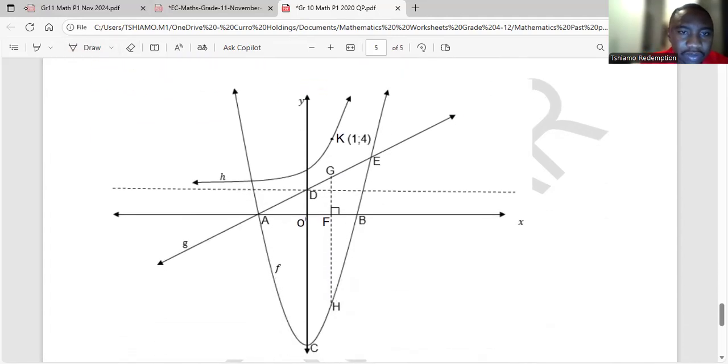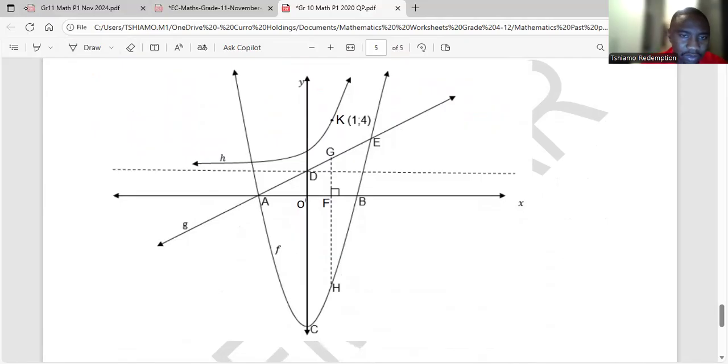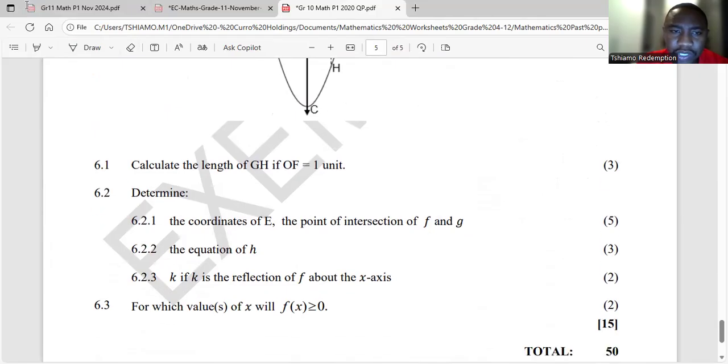Okay, now let's look at the graph. All the letters are there. Beautiful. So usually what you can do, you can just find all the values, or just go and answer it question by question.